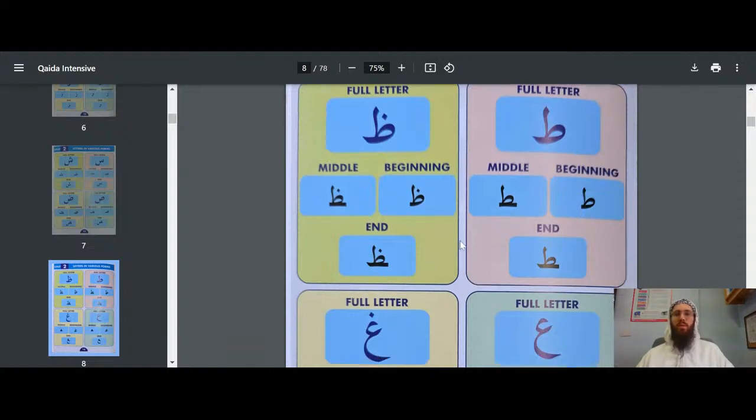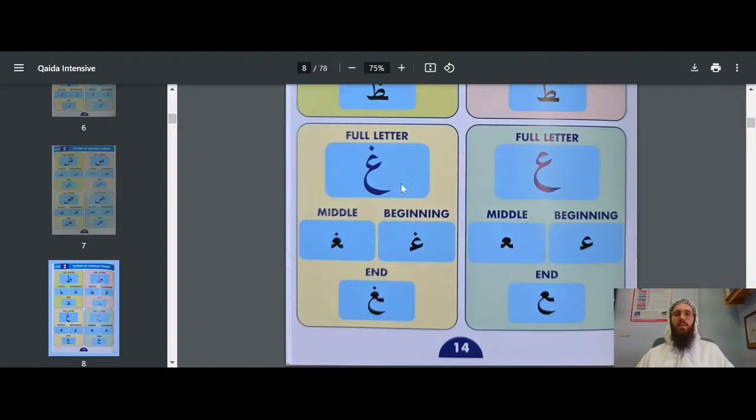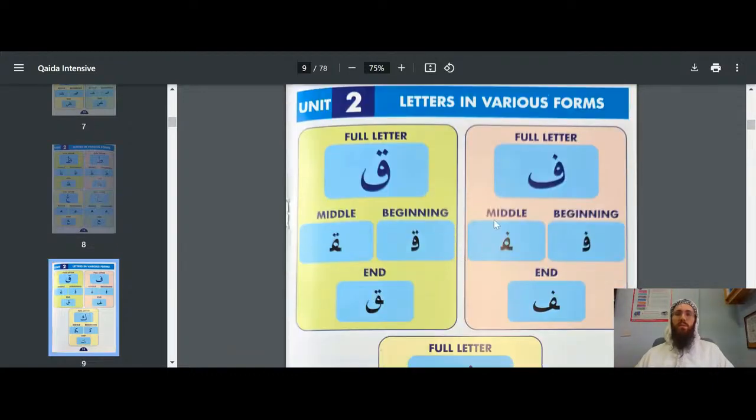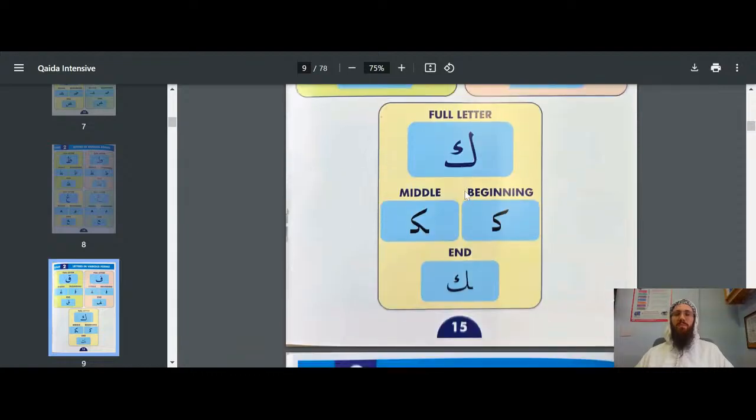The ayn and ghayn, again, are the same base symbol, and the variation is in the dot. If we look at the beginning of ayn and the beginning of ghayn, the difference is that the ghayn has a dot. And then we see how it looks in the middle of a word, and how it looks at the end of a word. And next we have fa and qaf. Fa and qaf. And then we have kaf, which is flat.